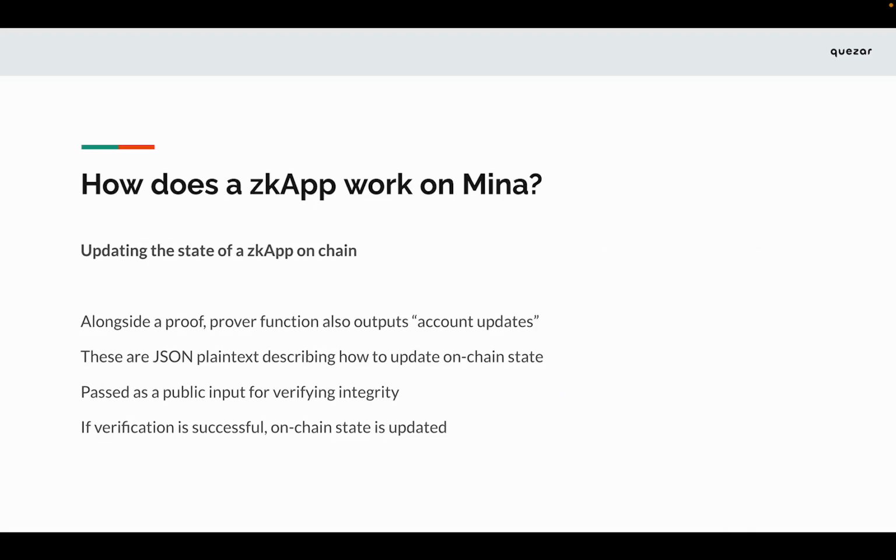When it comes to updating the state of a zkApp on-chain, we recall that a prover function generates a proof. Alongside it, it also outputs a few account updates. Account updates are JSON plain text describing how to update the accounts on-chain. They are passed as a public input for verifying the integrity. If the verification is successful, on-chain state is updated.